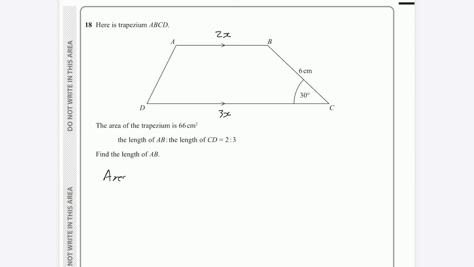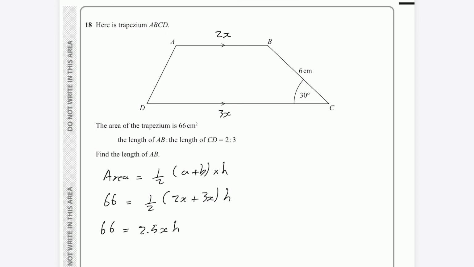So the area is a half, it's normally a plus b times the height. So we know the area is 66, a half, we know AB in this case is 2x, BC is 3x. We don't know the height. So you have 66 is equal to 2.5x times height. So now we need to essentially find x in order to solve this question, because it's asking for AB.